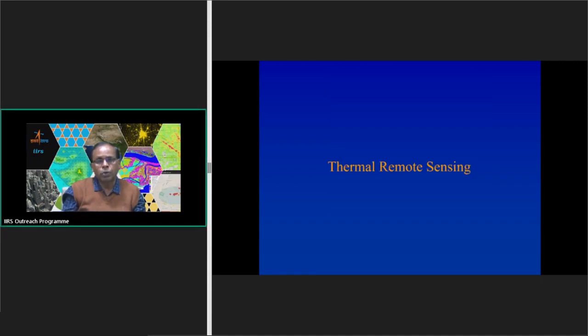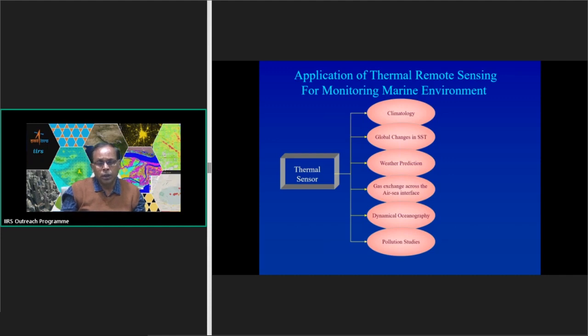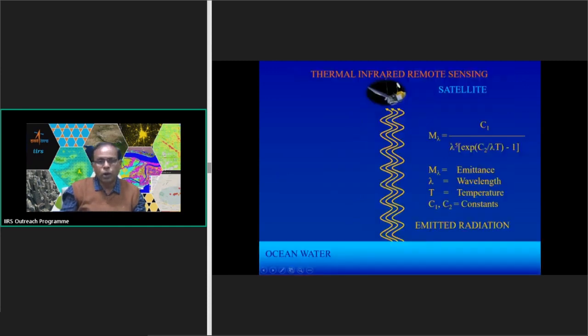Then we will come to understand thermal remote sensing. The thermal remote sensing data can be used for the study of climatology, global change in SST, weather prediction, gas exchange across the air-sea interface, dynamical oceanography, and pollution studies. So it is simple that the emitted radiation will reach the satellite sensor. It should not be mistaken as reflectance. It is emitted radiation. Both day and night it reaches the satellite sensor.